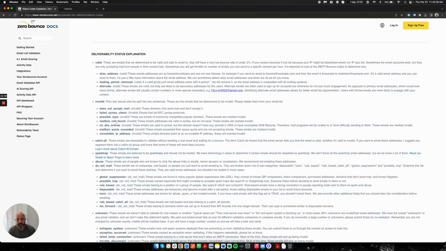Mailbox not found. This is about the most generic invalid you can get. We went to connect to the mail server and it doesn't exist, and so: mailbox not found. You don't want to send anything here.